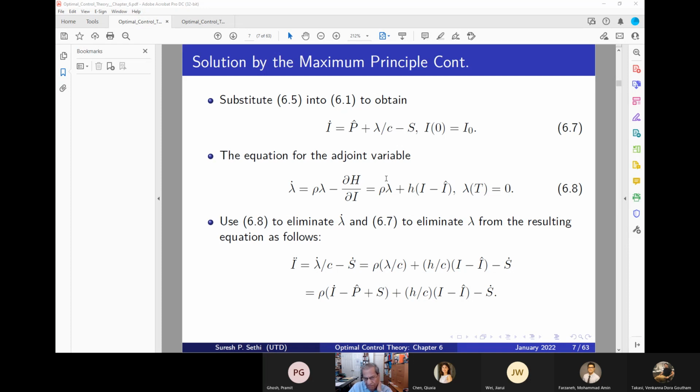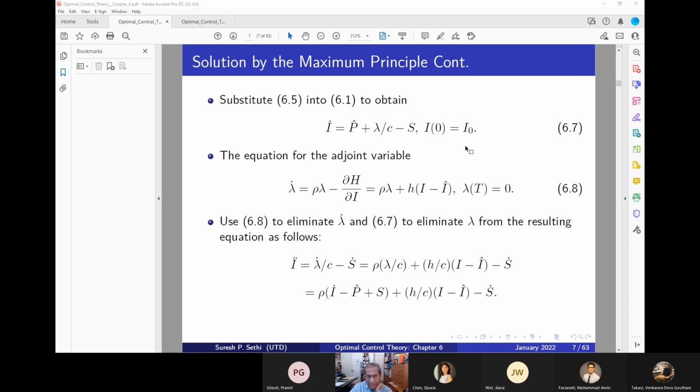So to solve this problem, I take one more derivative of this, and I will have lambda dot when I take the derivative, and for lambda dot I can substitute this value. So I have I double dot equal to that quantity, and then I substitute 6.8, I get this. I have S dot, but S is a given function. So I know what S dot is. So now I have a second order differential equation.